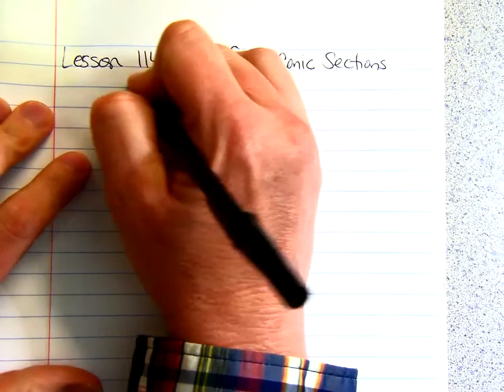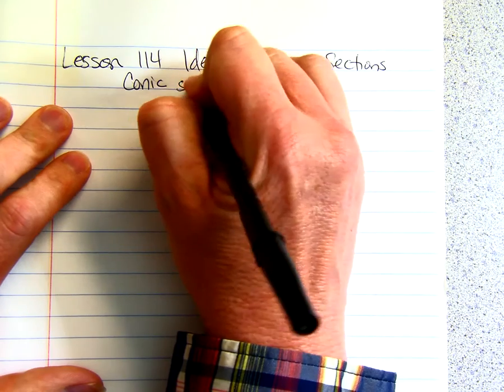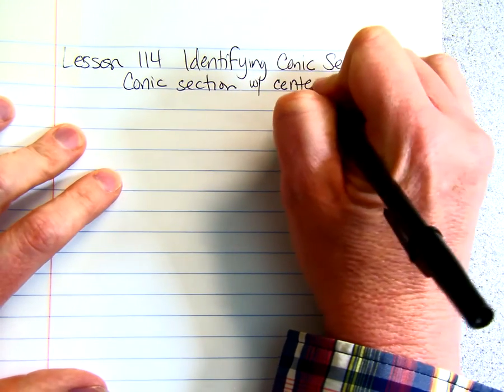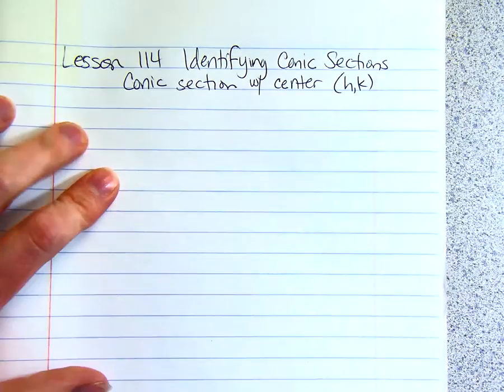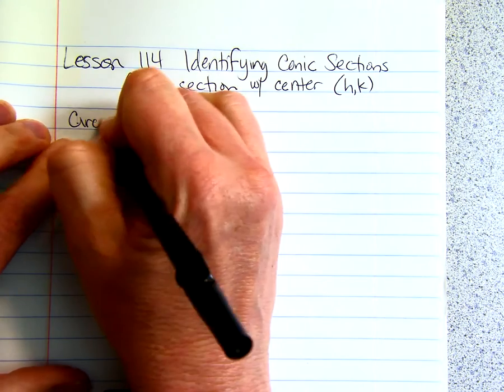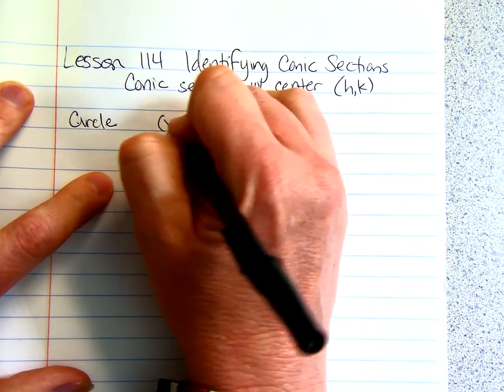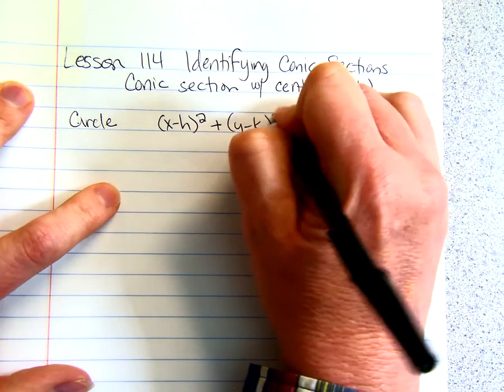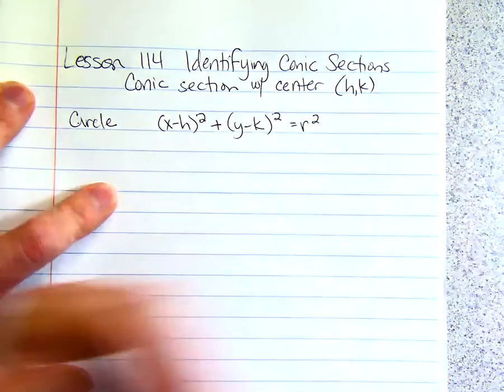Okay, conic sections with center at (h, k). So we have a circle, and the formula will be (x minus h) quantity squared plus (y minus k) quantity squared equals the radius squared.